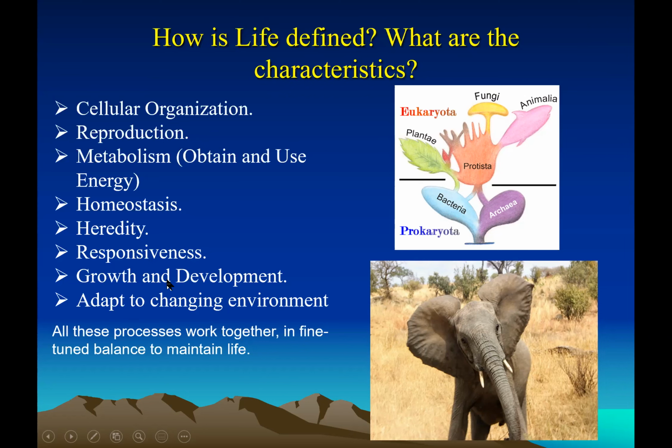All living organisms will grow and develop. The one cell will become two cells. We are constantly undergoing mitosis and meiosis and developing. And all living organisms will adapt to change. This is called evolution. So, all these processes have to work together in a very fine tuned manner in order to sustain life. So, these are the main properties of life.